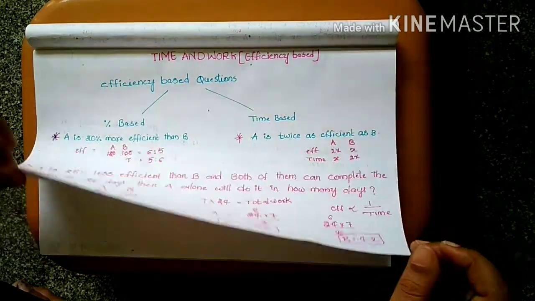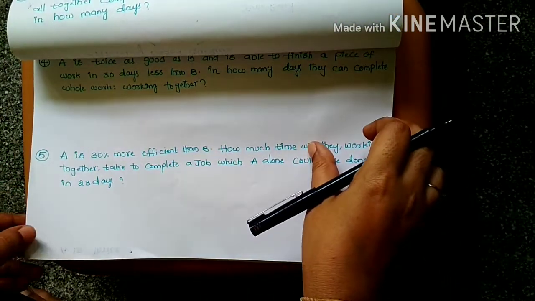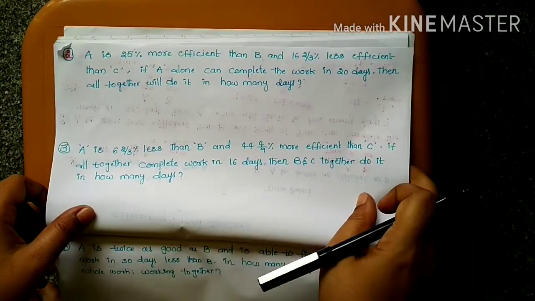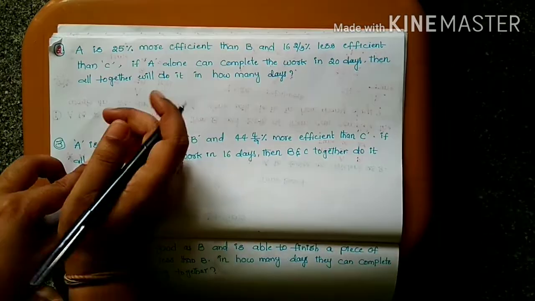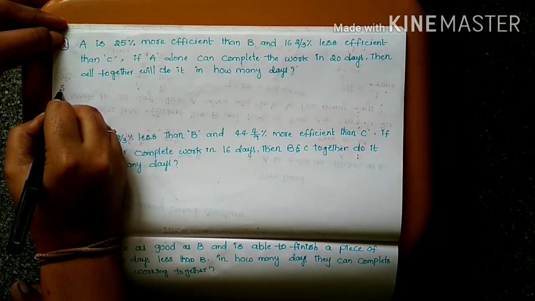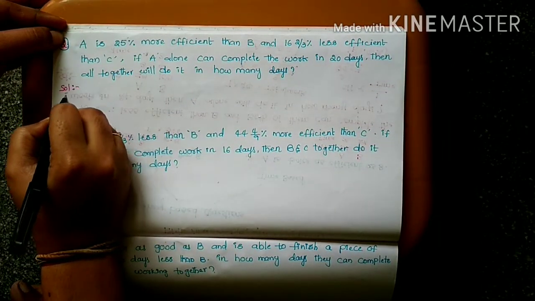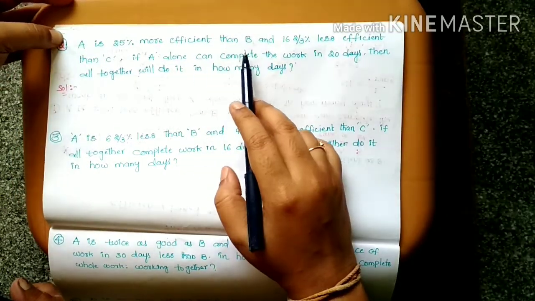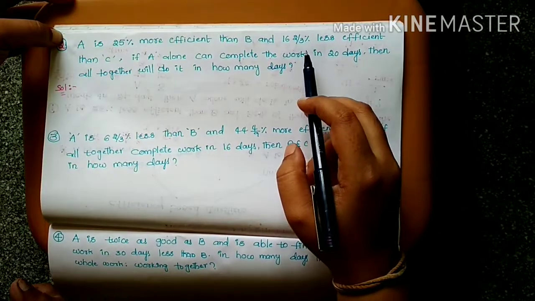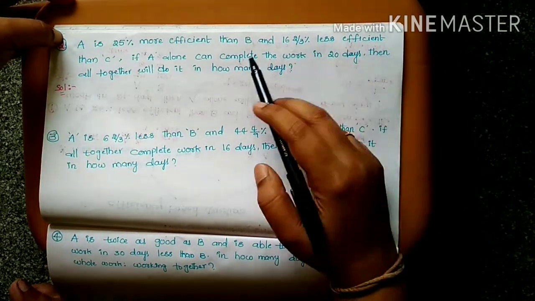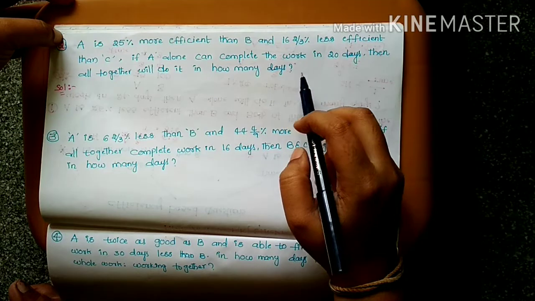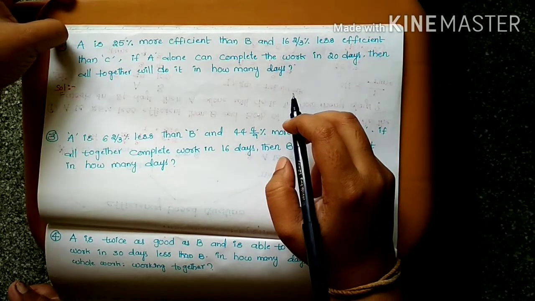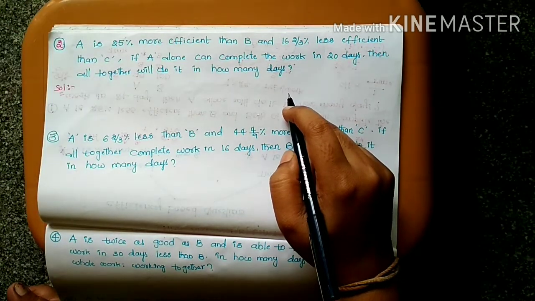Second question. Here A is 25% more efficient than B and 16 2/3 percent less efficient than C. If A alone can complete the work in 20 days, then all together will do it in how many days?